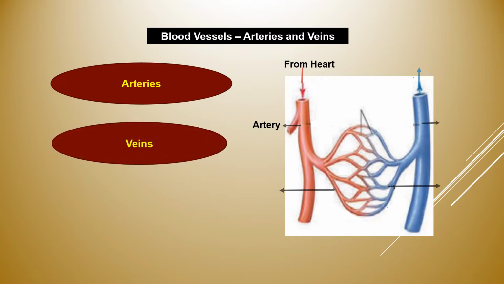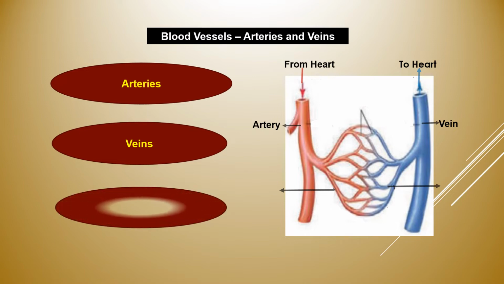Second one, veins. Veins are blue in color. Veins are thin and non-elastic, while an artery is thick and elastic. Veins transport deoxygenated blood from different organs, from all parts of the body to the heart, except the pulmonary vein, which carries oxygenated blood from the lungs to the heart.